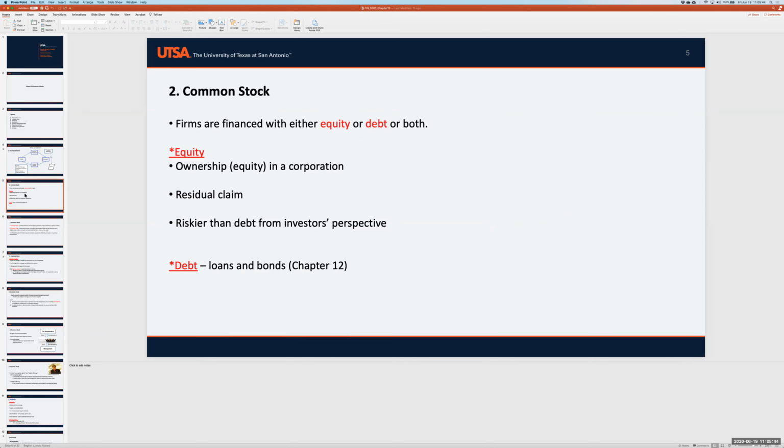Common stock shows the ownership in a company, and firms are financed with either debt or equity or both. Equity is the ownership in a corporation, it is the residual claim, and it's riskier than debt from the investor's perspective. Debt is another component of the balance sheet, the financial situation, and debt includes loans and bonds, covered in chapter 12.